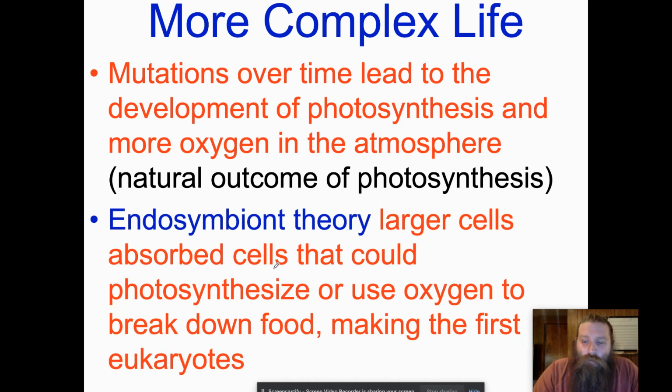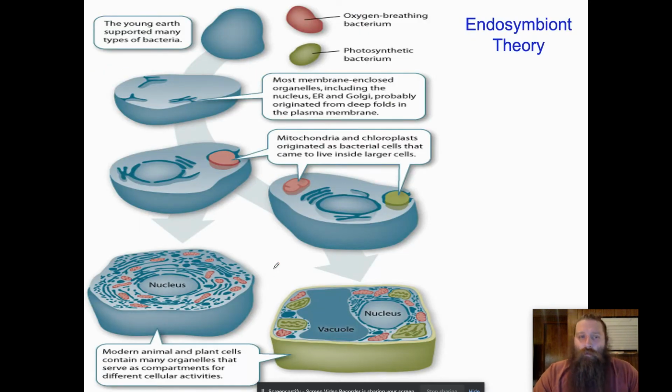Now, the endosymbiont theory is this idea that larger cells absorbed smaller cells that could photosynthesize or use oxygen to break down food, and that led to the development of the first eukaryotes. So this is the endosymbiont theory. You have the early Earth with all these different kinds of bacteria, right? We got like 1, 2, here's 3 different kinds of bacteria. Some of these bacteria, right, this green one, can do photosynthesis. Some can use oxygen, right, aerobic bacteria.